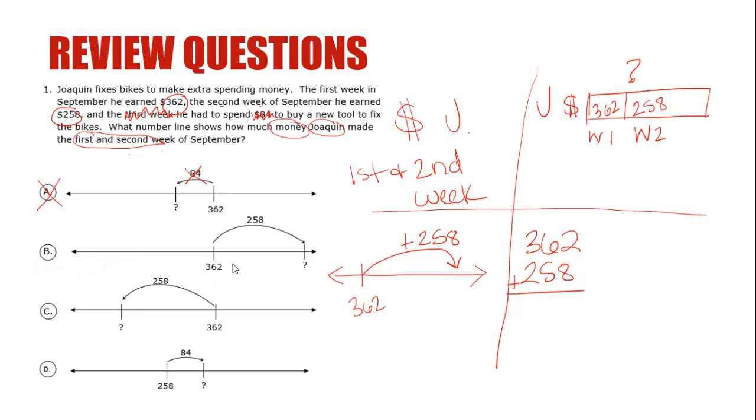B, we've got 362, and then we're going forward 258. Maybe, put my eyes on there. And then here we've got 362, and we're going backwards. Well, if you're going backwards, you're going to be subtracting, and we did not subtract, so C cannot be the correct answer. And then answer choice D would be 258, and they used 84. Can't do that. 84 is extra information, so B is the correct answer.